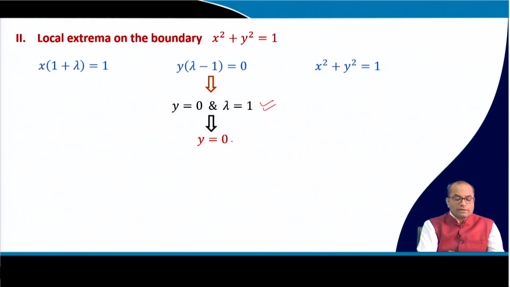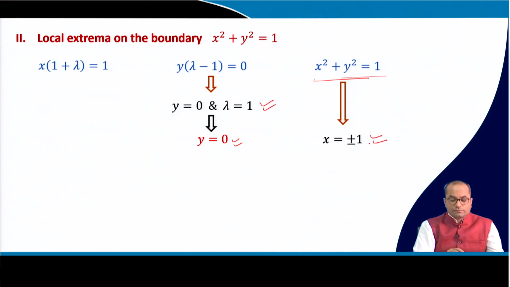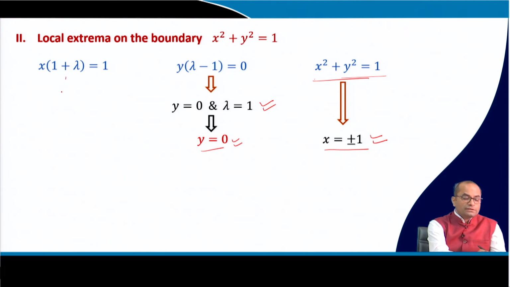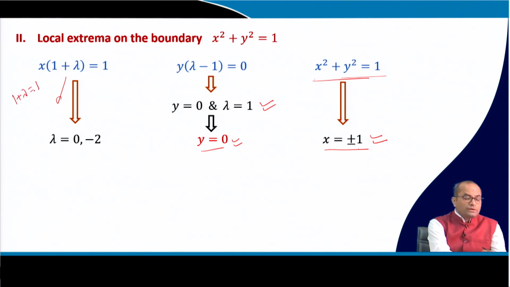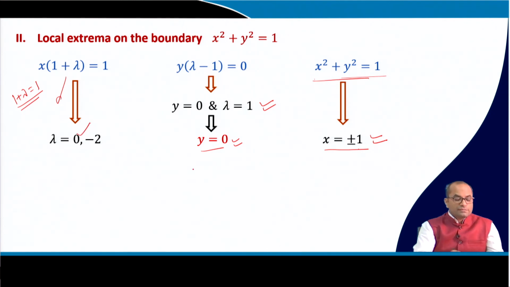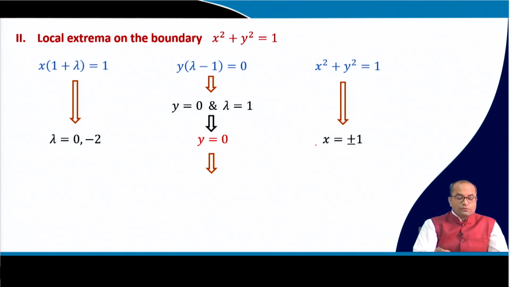Let us take y is equal to 0. From here we can get x as plus minus 1. So, x is there, y is there, and from the first equation we will fix our lambda. When x is plus 1, 1 plus lambda is equal to 1, then we have lambda 0, and when x is minus 1 we will get lambda as minus 2. So, the first set of solutions is 1, 0, and lambda 0, and another one is minus 1, 0 and minus 2. So, these are the two points we got already.